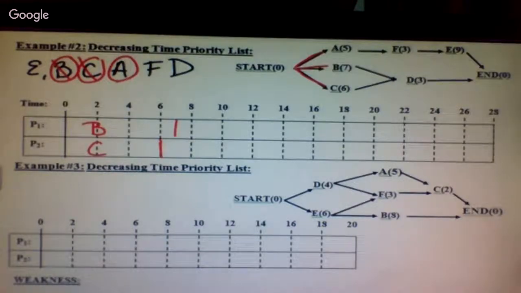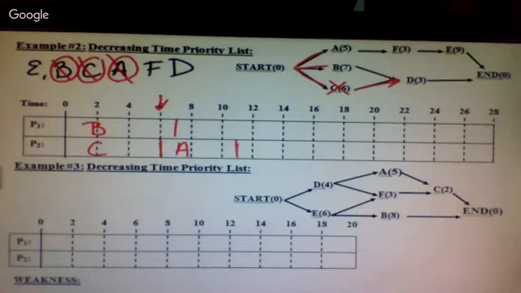Okay, we don't stop until we hit 6. At 6, we're done with task C. C led into D. Is D ready yet? No. Do I have anything ready that I can schedule? A. We add 5 to 6, which takes us, whoops, I went one over too far. I just looked at the blocks and wasn't paying attention to the fact that I was between 12 and 14 instead of 10 and 12.